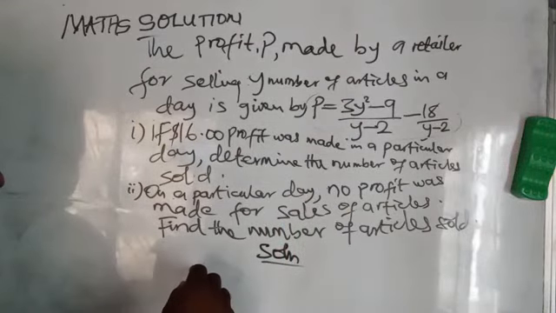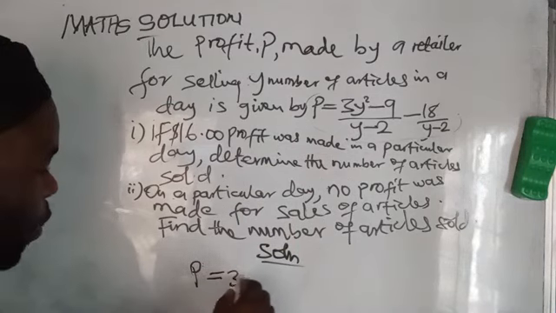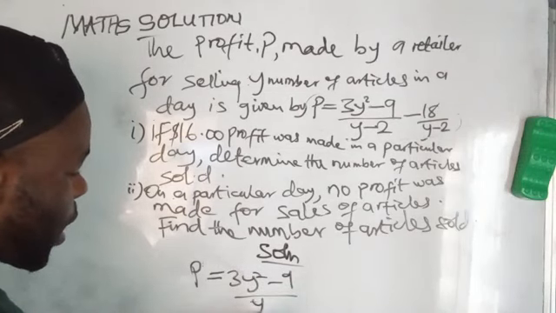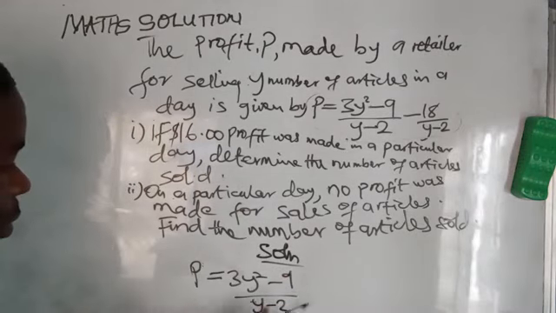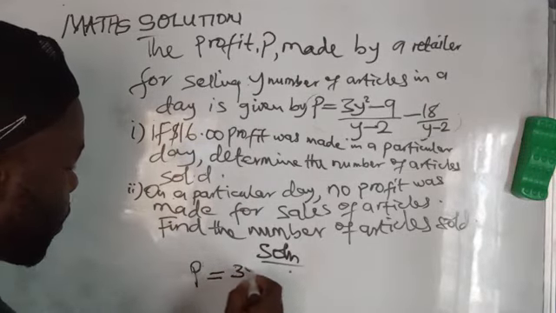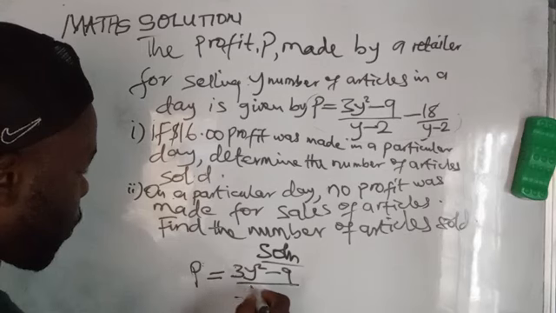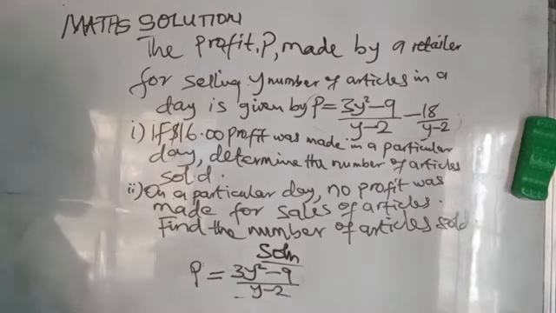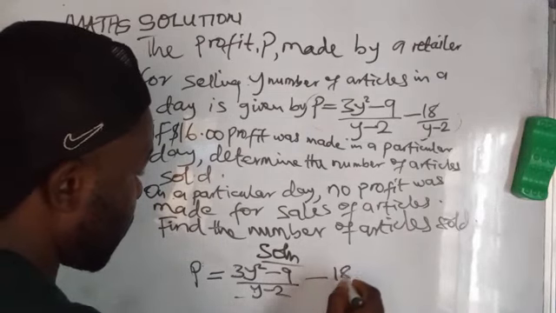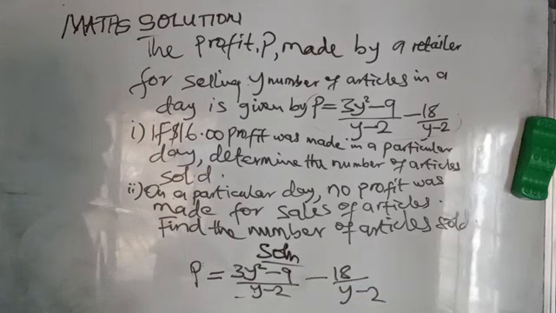So you have P is equal to (3y² minus 9) all over (y minus 2) minus 18 all over (y minus 2). That's the equation on the board.